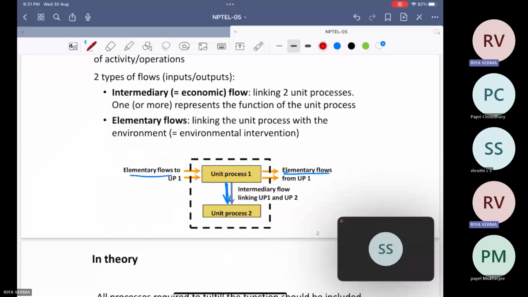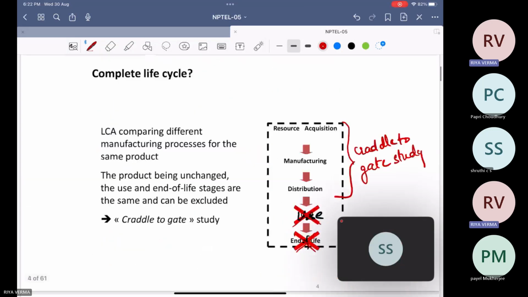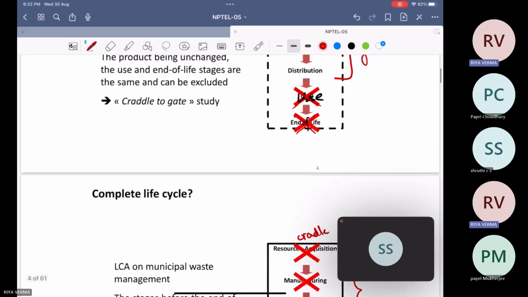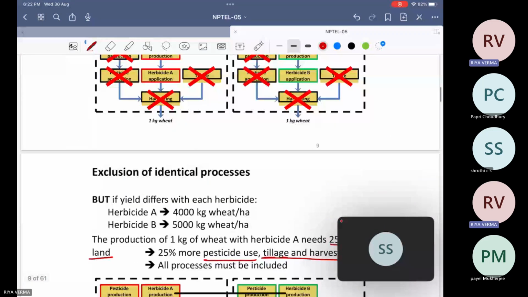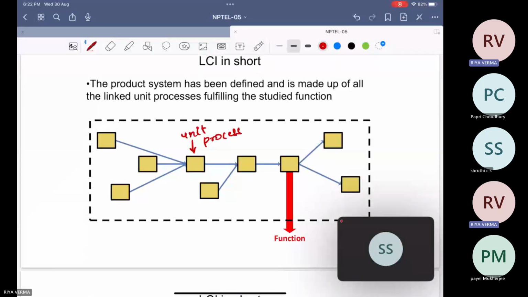So the first one is your intermediary or economic flow, and next we have elementary flows. Remember? Your intermediary flow or economic flow is used to link two different unit processes, and your elementary flow is used to link the unit process with the environment. So this type of flows is known as your intermediary flow.